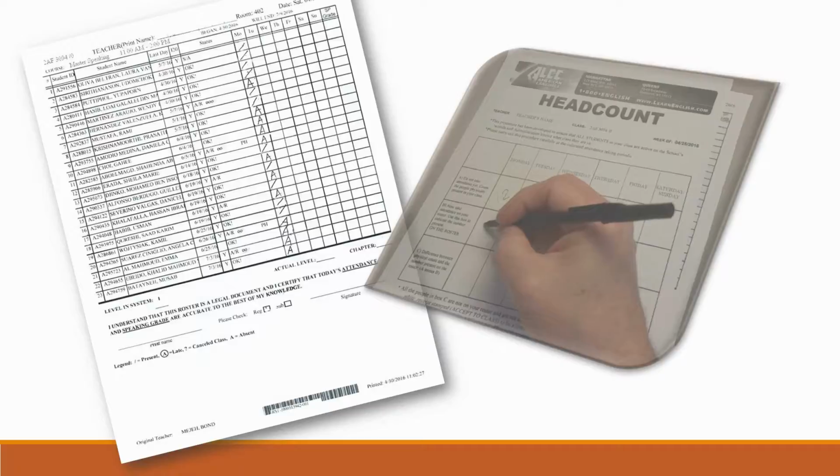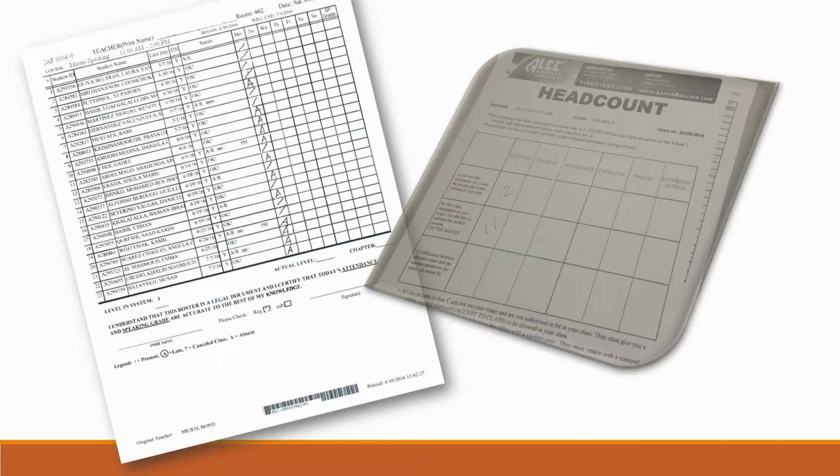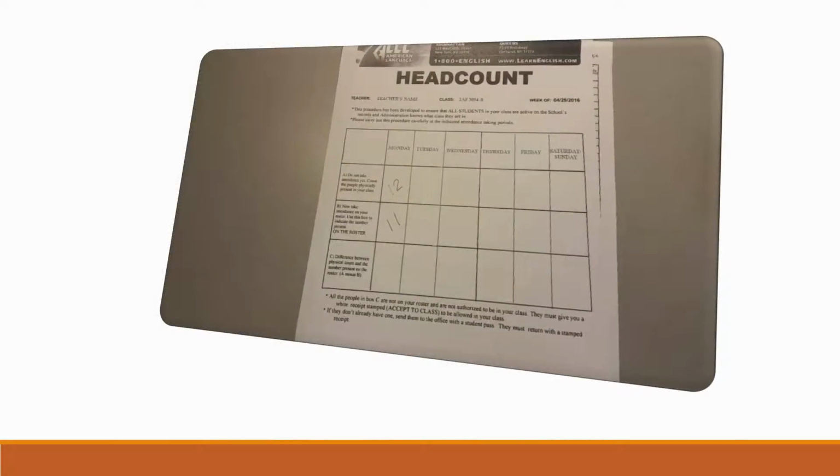Now count how many students are marked present on the roster and enter that number on row B of your head count sheet. In some cases, you might have a larger number of students present in the room than the roster indicates. That means that a student's name is not listed. Please do not write the student's name on the roster.